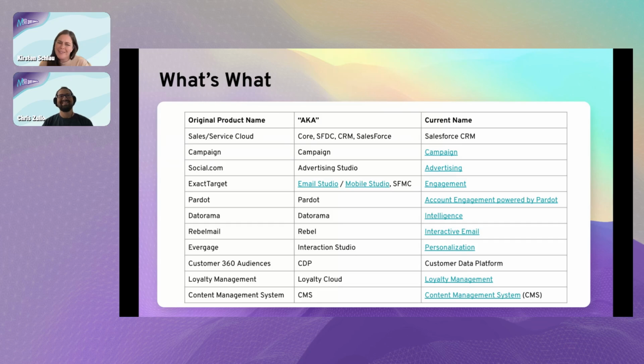And then, of course, some things that we're not necessarily going to go over today, but just for you to have the latest and greatest. Datorama is now called Intelligence. Rebel Mail, sometimes known as Rebel, is the interactive email content builder piece. Evergage became Interaction Studio, and it's now been renamed Personalization. So not to be snarky, but sometimes these generic-ish names are a little confusing, and it's a bit of a who's on first, who's on second type of thing. And as you can see, we've also got CDP, known as Customer Data Platform. And of course, Loyalty Management is more of a straightforward one. Content Management System, CMS, that's also a good one.